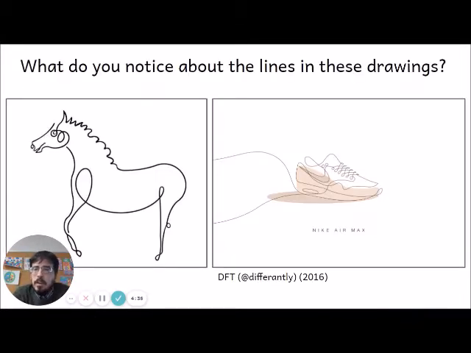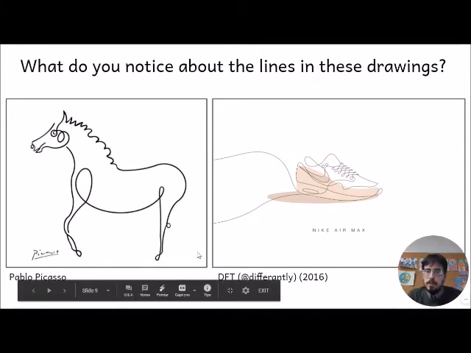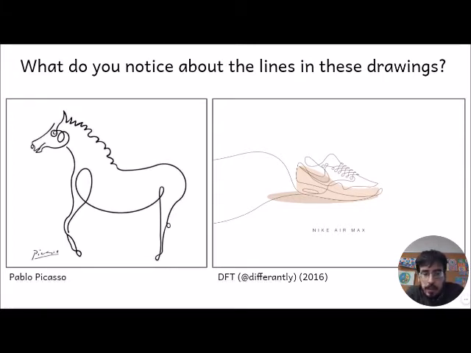All right. So what do you notice about the lines in these two drawings? They're both different subjects. Let me move my portrait so you can see my title there. So the first one it's untitled. It's a horse by Pablo Picasso. Couldn't find a year on it.